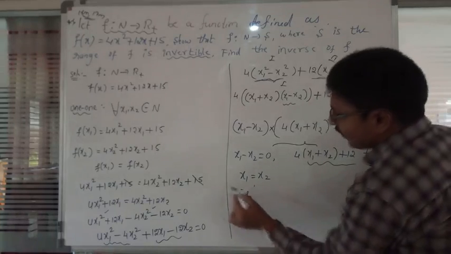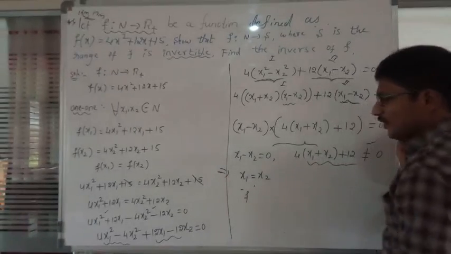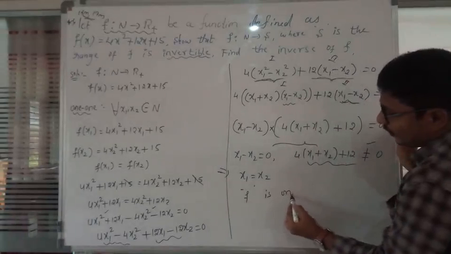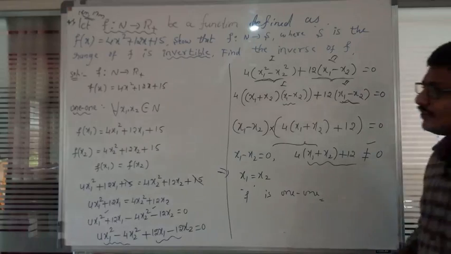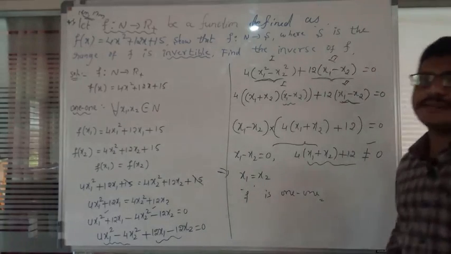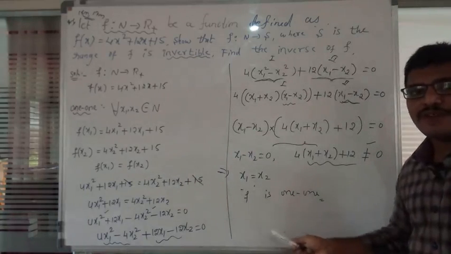f of x1 equals f of x2 implies x1 is equal to x2, so f is 1-1. This is for getting 2 marks. This is the procedure, the whole procedure. If they are asking a quadratic equation, x1 is equal to x2, then f is 1-1.